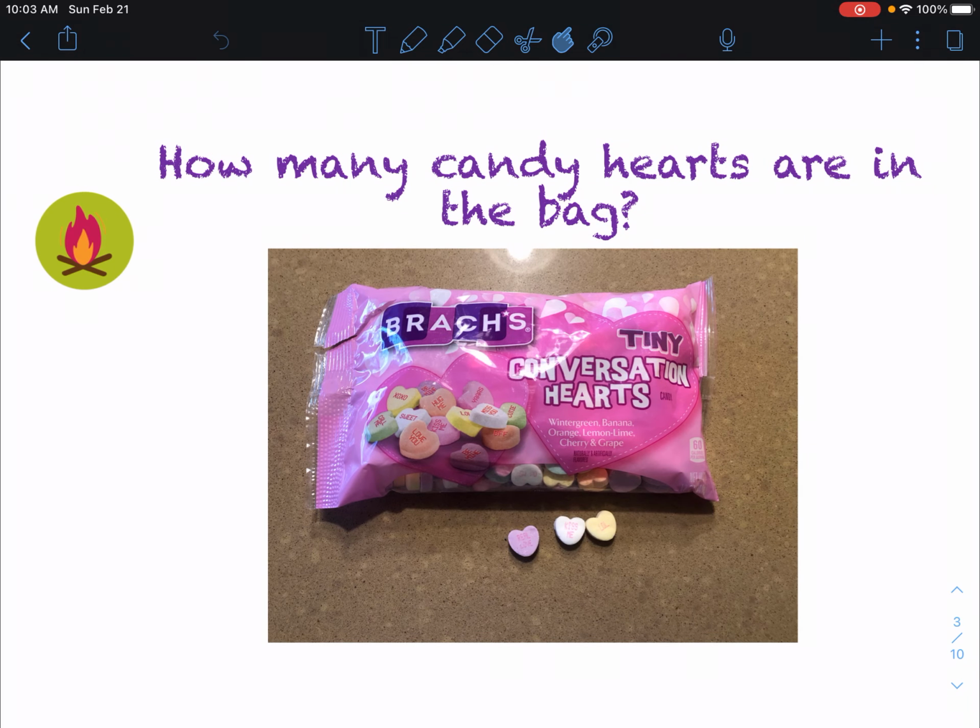Take a look at this picture. How many candy hearts do you think are in the bag?